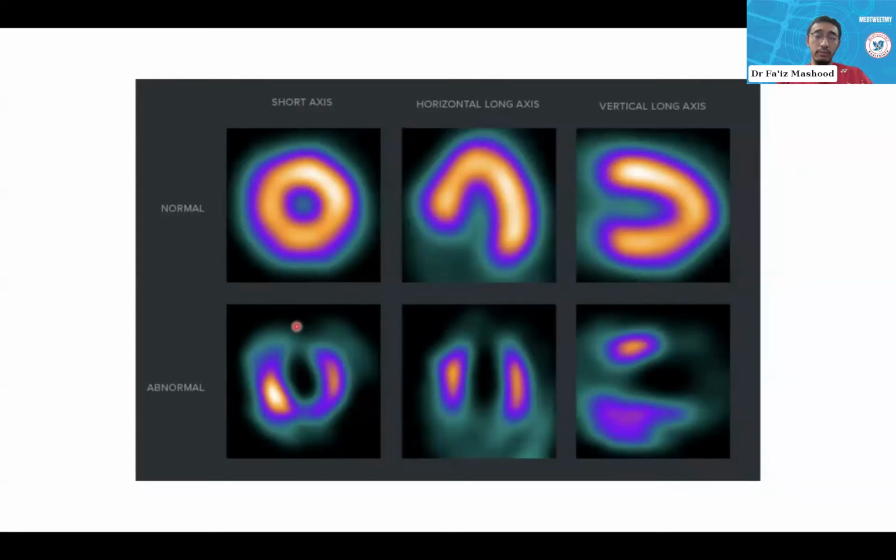If it's abnormal, there will be zone or area of reduced uptake, as you can see here. So there's reduced uptake over the anterior wall, and here you can see there is a reduced uptake over the apical wall, as well as this vertical long axis as well. So reduced uptake means unhealthy myocardium, so the blood flow is unable to carry as much radioactive tracer as normal myocardium.